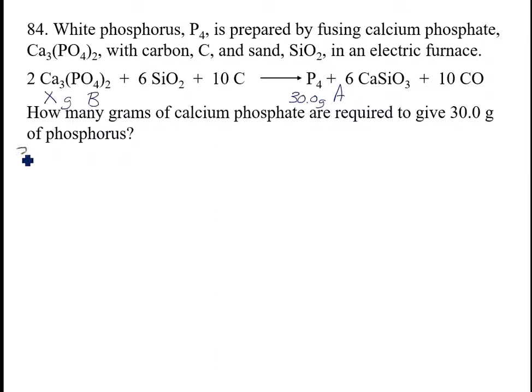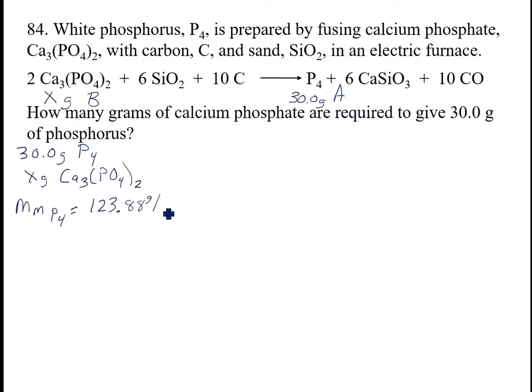So I have 30.0 grams of P4. What I want is X grams of Ca3(PO4)2. And you saw from the last one, I need the molar mass. So the molar mass of P4, just like I've done all the other ones, is 4 times the 30.97, which is 123.88.